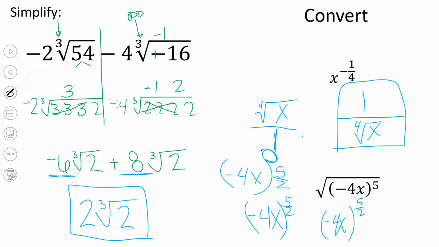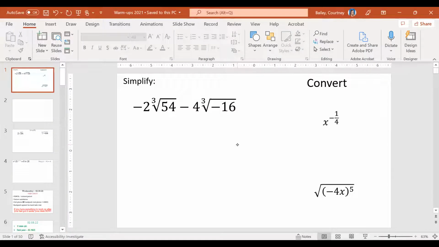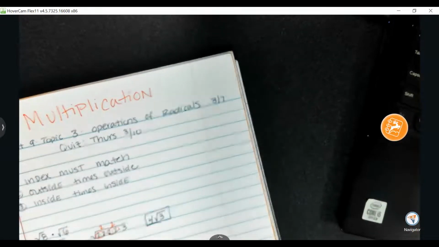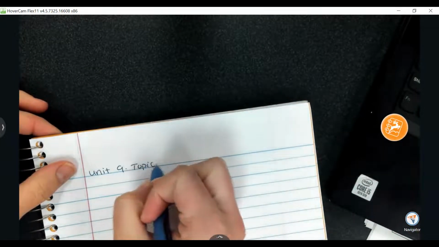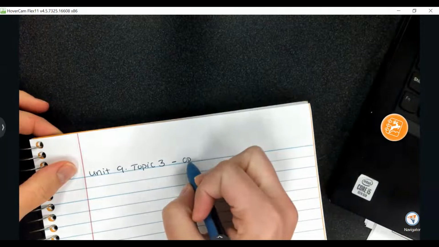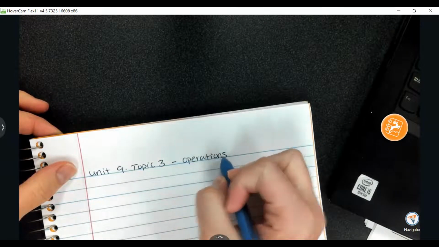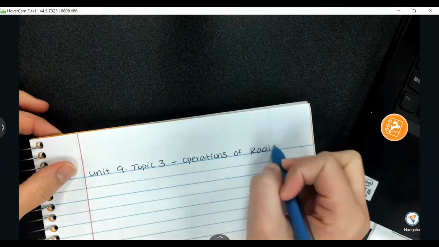Okay, questions? So today we're going to combine everything we have learned, all of it, into one new thing. And that's going to be multiplication. So at the top of our paper, we're going to have Unit 9. Topic 3, this is the last thing we're learning before spring break. This is still operations of radicals. Just a second, I'll focus it.